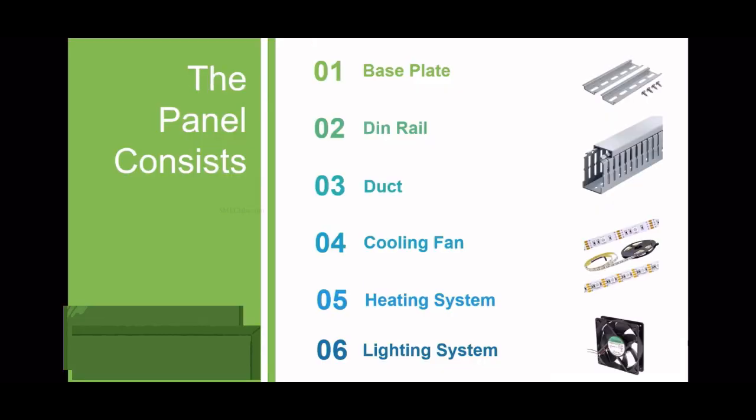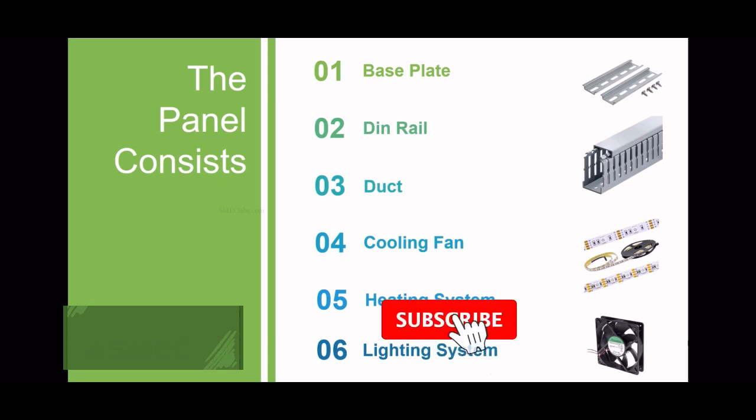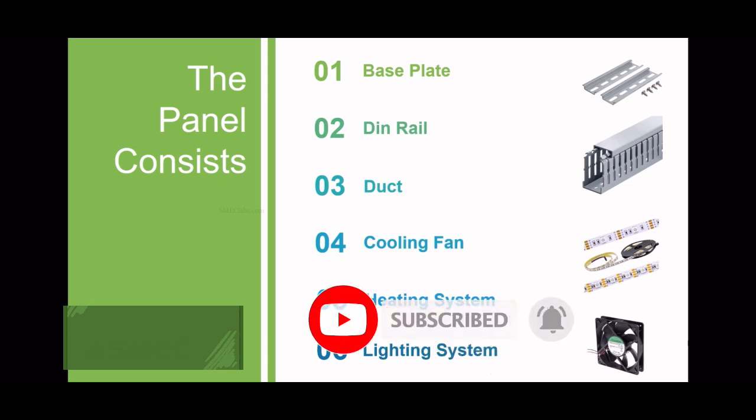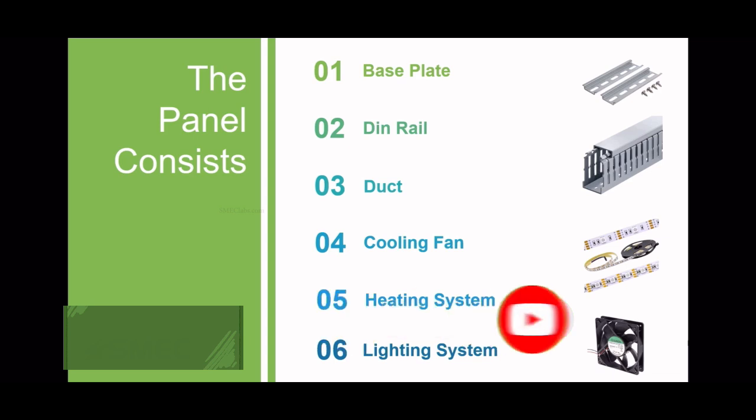Okay, then while we are moving to the panel, you can see that the panel basically consists of 6 components, and the first one is your base plate. All the equipment is placed on the base plate, and the base plate is fixed to the panel for ease. That means you can do the panel wiring on the base plate outside of the panel, and after the base plate work is completed, then you can fix it into the panel.